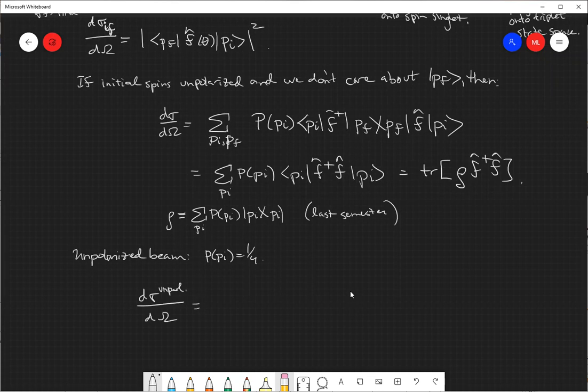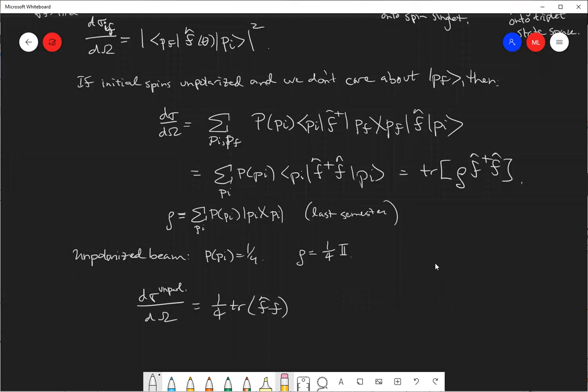So what would it be? Well, it's easy because the state operator in this case is just going to be a quarter times the identity, right? 4x4 matrix of 1, so the trace of rho has to be 1, right? Probabilities sum up to 1. So this is just a quarter of the trace of f dagger f. But we know what that is as well.